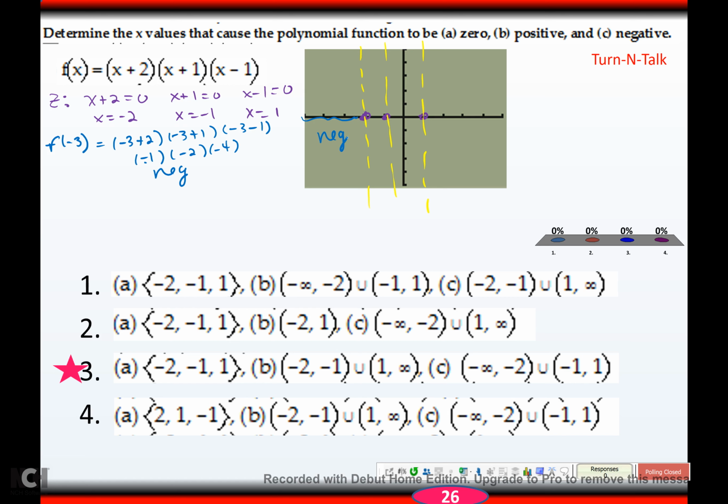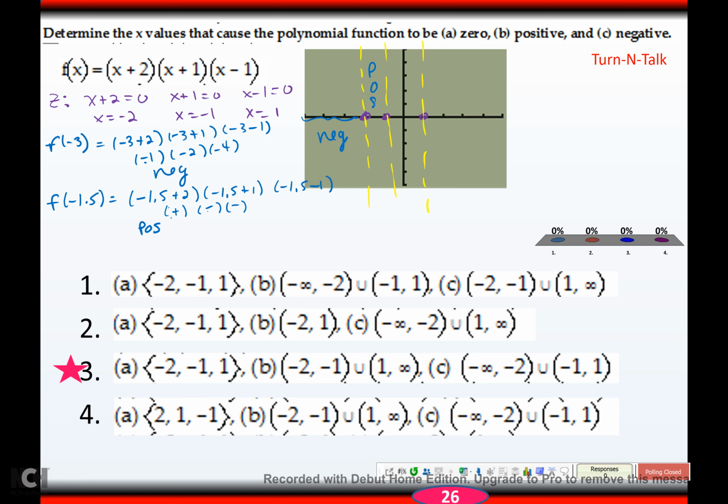In between negative 1 and negative 2, we're going to have to pick a decimal. So I'm going to pick f of negative 1.5. So I'd have negative 1.5 plus 2, negative 1.5 plus 1, negative 1.5 minus 1. This is going to be positive, right? I don't really care about the numbers. That's going to be positive. That's going to be negative. That's going to be negative. A positive times a negative is negative, times that negative is going to be positive. So in between here is positive.